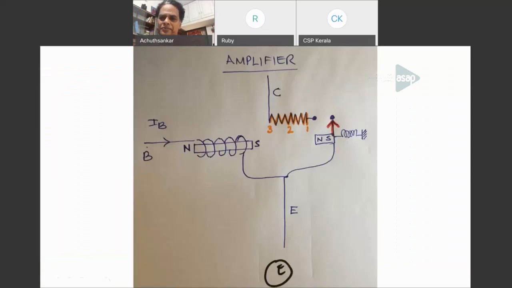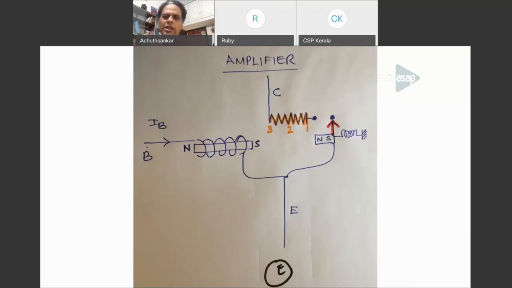Here you see the model of the transistor. In the beginning, it may look a bit complicated and funny, but it is very easy for you to understand. The base current IB, which flows into the transistor, you can imagine goes into a winding around a piece of iron. What would happen if you wind a coil around a piece of iron and send a current? It will become a magnet. Very easy. It is called an electromagnet.